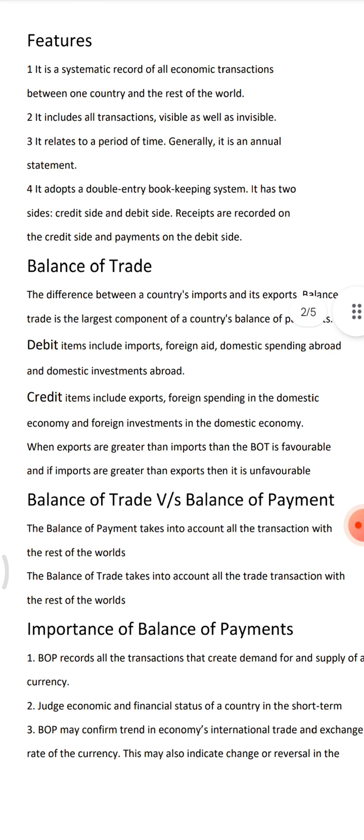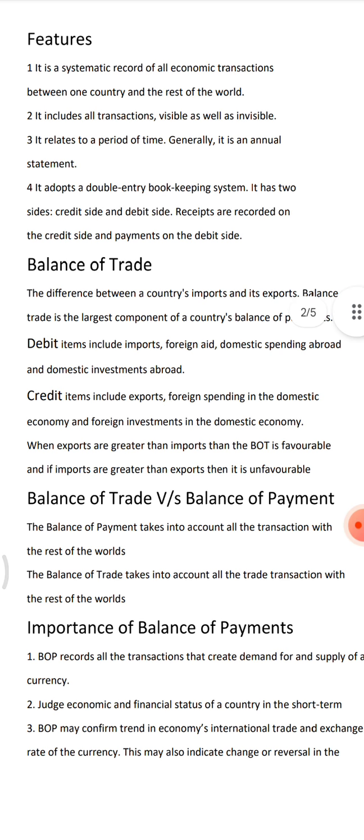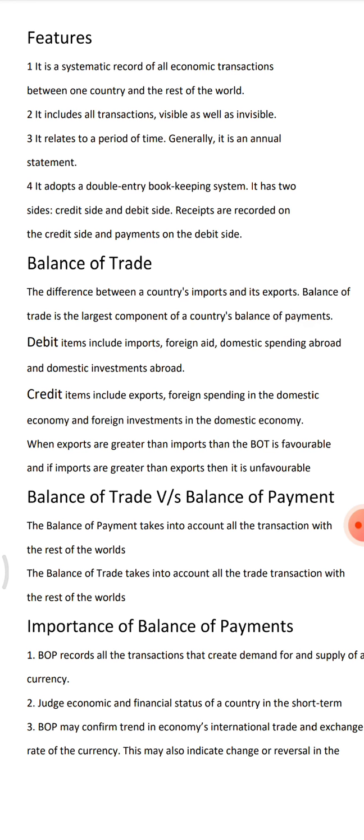In the previous lecture we talked about the definition, meaning, features, and components of balance of payment. So let's recap what balance of payment is. Balance of payment is a systematic record of all the economic transactions between the residents of the country and the rest of the world within a given specific period of time.